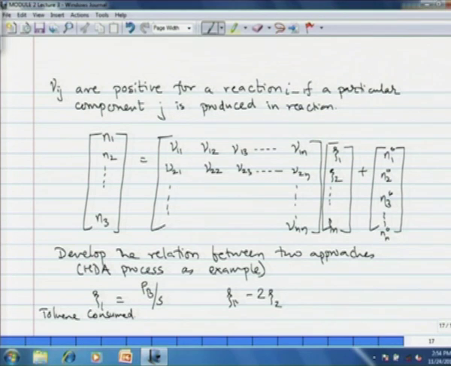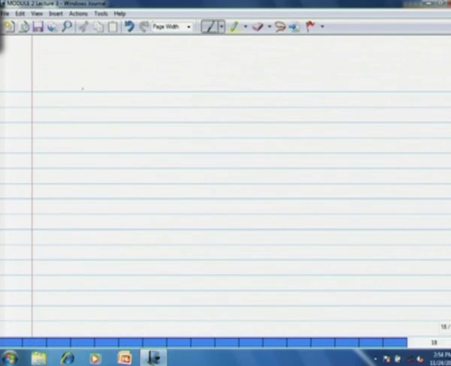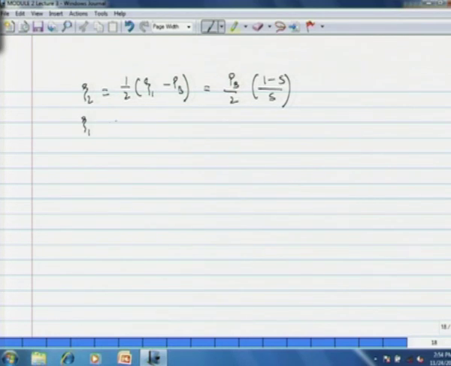Then the rate of production of benzene Pb as per the second approach is zeta 1 minus 2 zeta 2, and therefore, by combining these two expressions we can write zeta 2 is equal to half zeta 1 minus Pb, which is equal to Pb by 2 into (1 minus S) by S. So, essentially we have the two expressions, zeta 1 corresponds to Pb by S and zeta 2 corresponds to Pb by 2 into (1 minus S) by S.